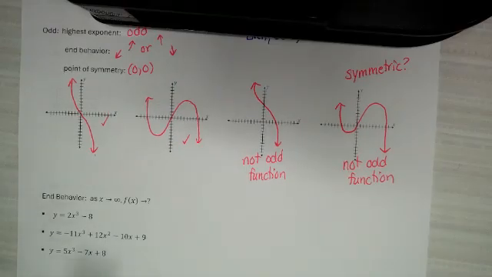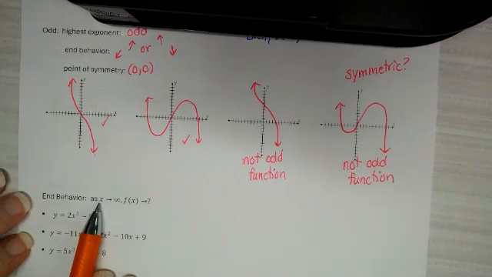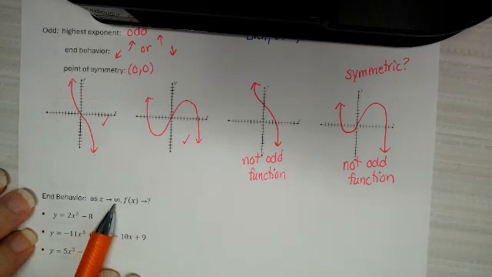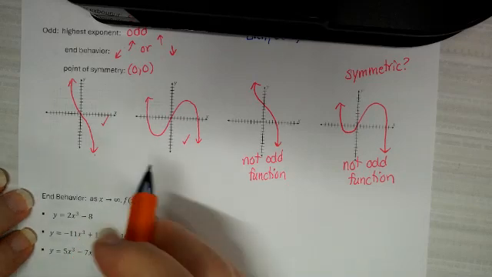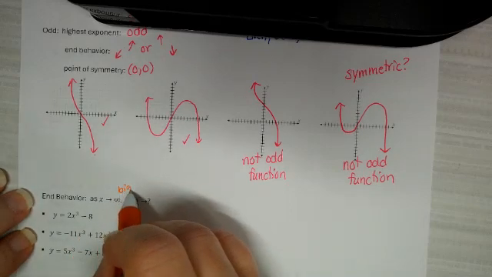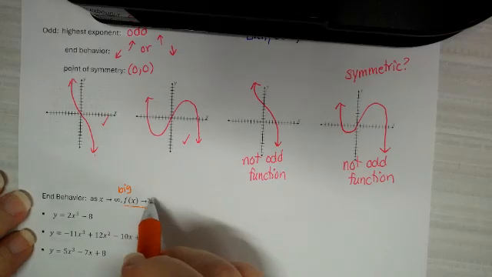All right, let's talk about this end behavior. So we're talking about which way the arrows are pointing. So the end behavior question is asking, as x approaches infinity, in other words, as x gets bigger and bigger, what's y doing?